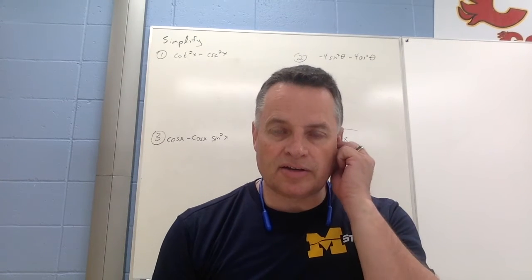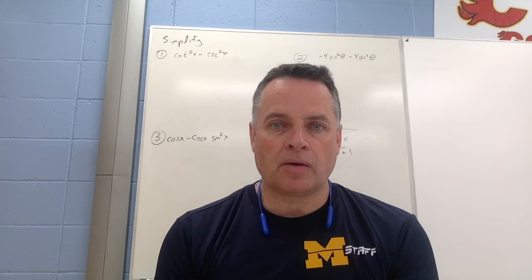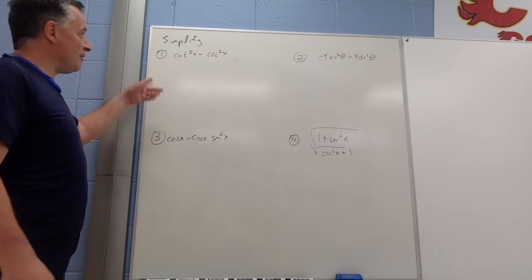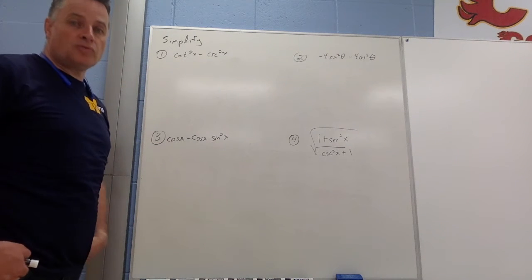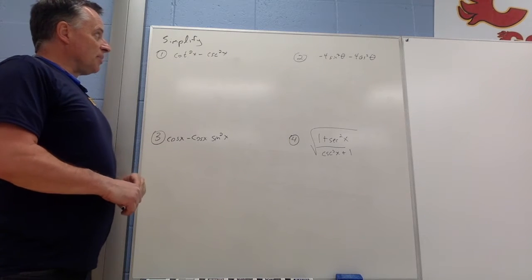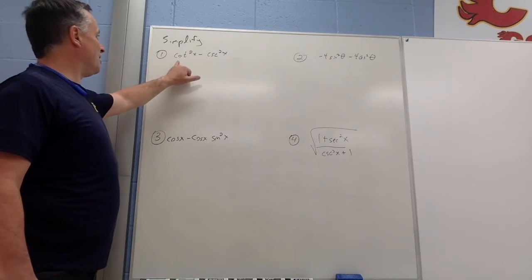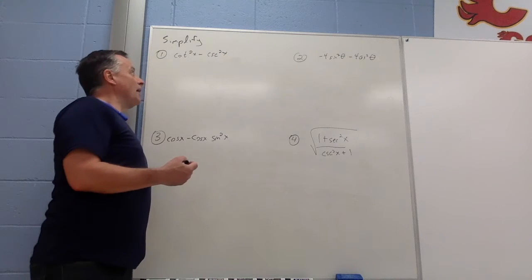Okay, let's look at simplifying, first of all, expressions where we would be using the Pythagorean identities. So on the board here, I have four examples. The first one, cotan squared minus cosecant squared. If I had to simplify that expression, what I would want to make use of is some of the identity or Pythagorean identities that I know.